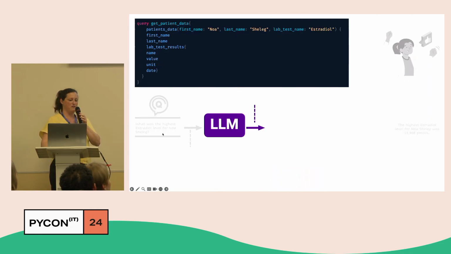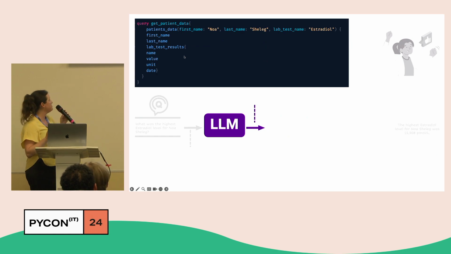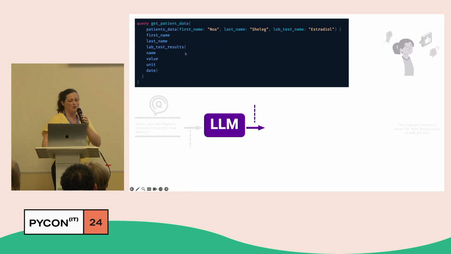Okay, so this is where we are in the flow. The LLM generates a GraphQL query according to Dr. Sarfati's question. She wants to know what was the highest level of estradiol of Noah Sheleg. So the GraphQL query is going to filter on the name Noah, on the lab test estradiol, and these are the fields that are interesting in order to answer the question.